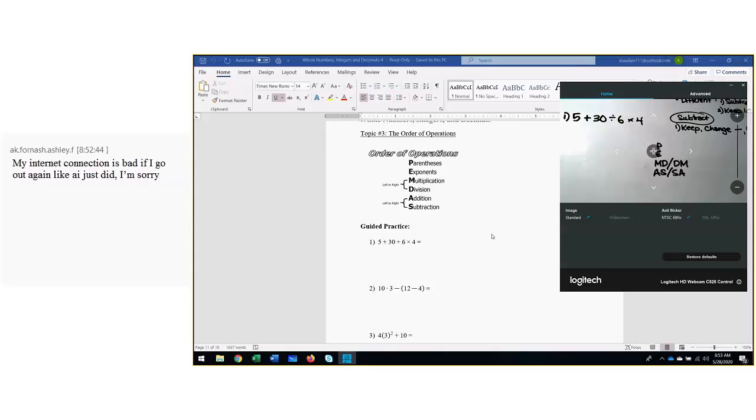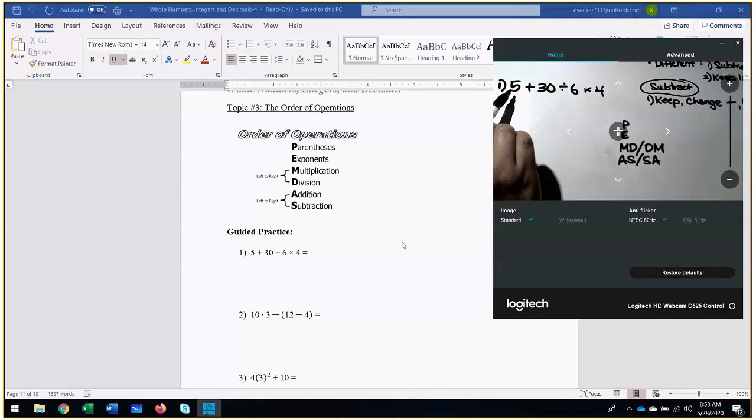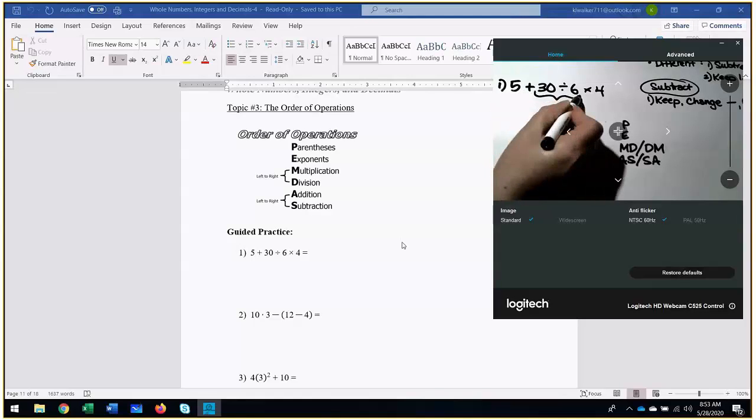According to my steps, I'm supposed to do parentheses first. I don't have anything, and then exponents, and I don't have anything there. So I'm going to skip right here and look for multiplication and division. I see both, so when I scan it left to right, I hit division first. That means this is where I start.